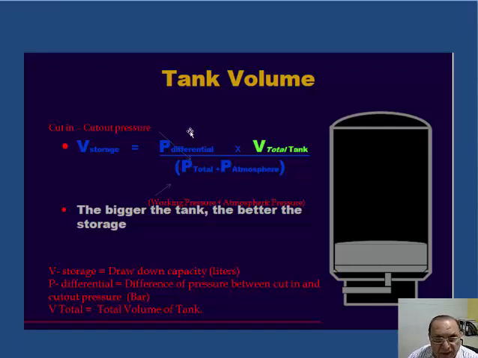So cut-in pressure we have to set roughly 1 or 2 bar below the working pressure, and when the working pressure is reached, the pump will be closed. That is the cut-off pressure. P total, that is the working pressure plus the atmospheric pressure, that is the absolute pressure we have to take. And this is the equation, that is how we arrive at the total volume of the tank.